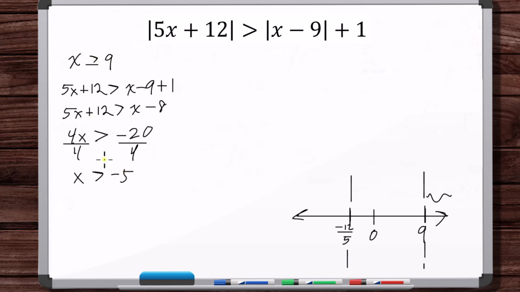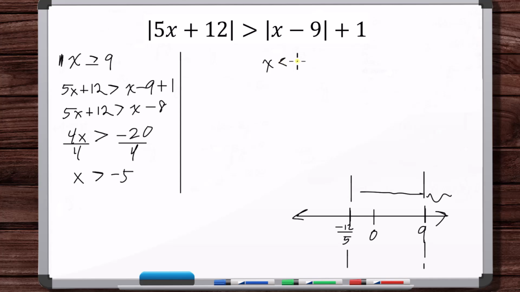Okay, where do these two overlap? So x is greater than or equal to 9 and x is greater than minus 5. They're going to overlap here. Any x that's greater than or equal to 9 is also greater than minus 5. Okay, let's do this region.